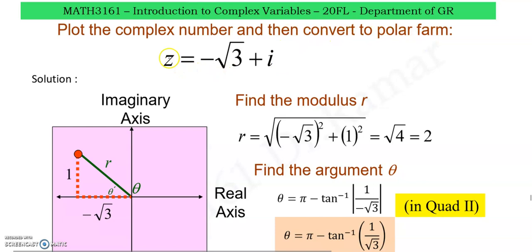Plot the complex number and then convert to polar form. Now, what is the complex number? That is z equal to minus root 3 plus i. This is the Cartesian form. What is the real part? That is minus root 3. What is imaginary part? Here 1 is the imaginary part. First, we have to find the modulus, that is r. What is r? It is equal to square root of a squared plus b squared. That is 2. r is 2.